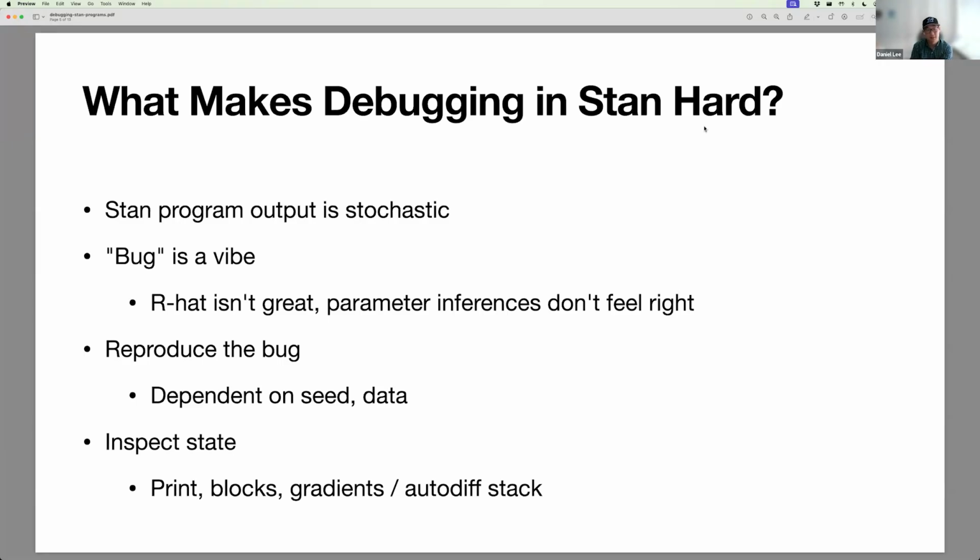The other thing that's really tough is that the tools for inspecting state are not easy, not great. So we'll use print statements. We'll get familiar with how blocks work in Stan. And something that's really hard to inspect are the gradients in the autodiff stack. These matter for us, but they're hard to look at.